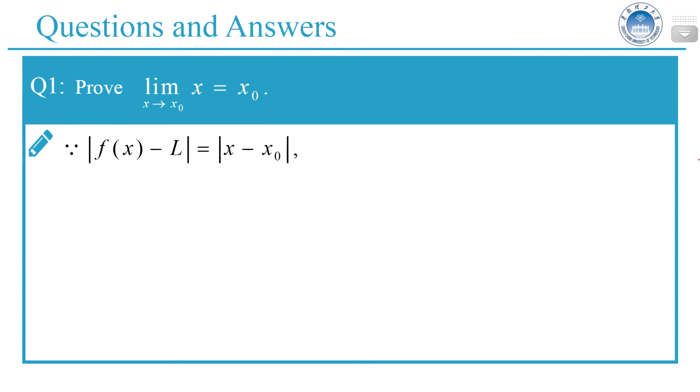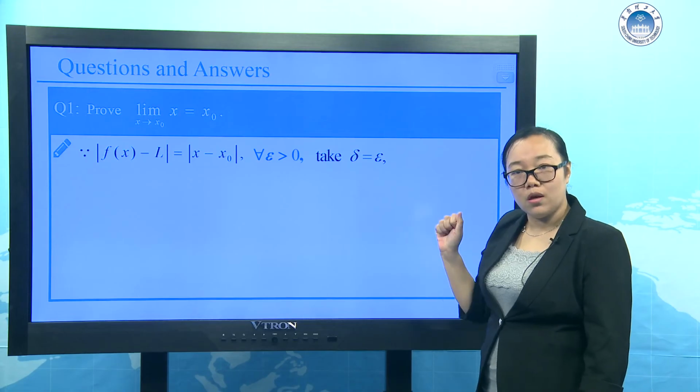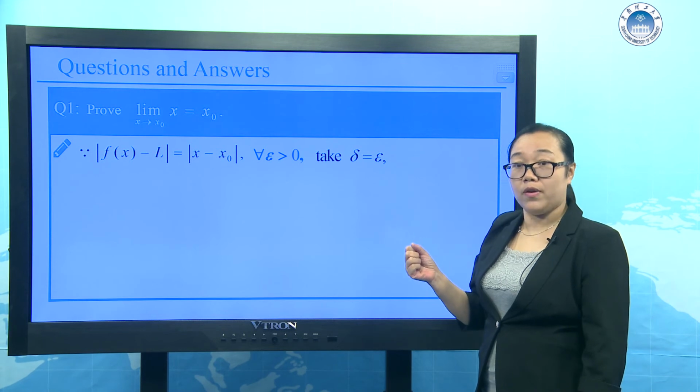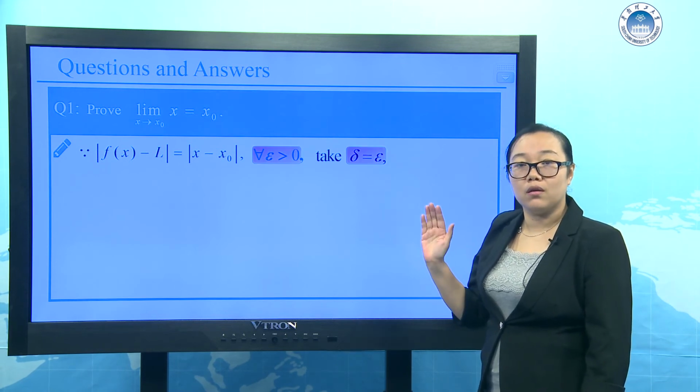The limit L equals x0. So |f(x) minus L| equals |x minus x0|, corresponding to the absolute value. For any epsilon greater than 0, take delta equals epsilon. That means epsilon is given, and delta will be given.